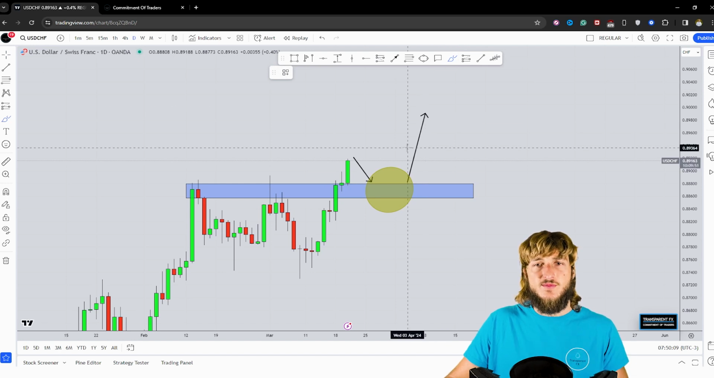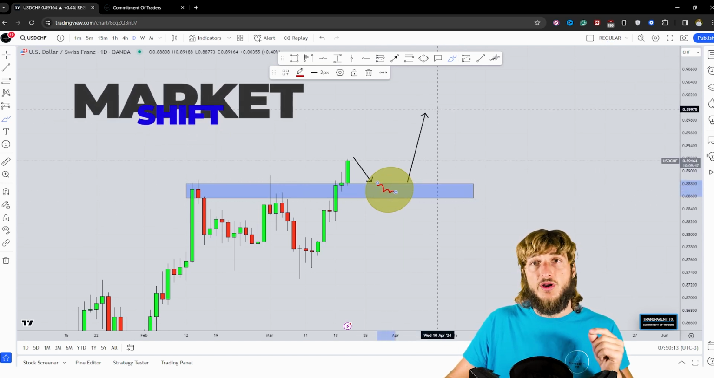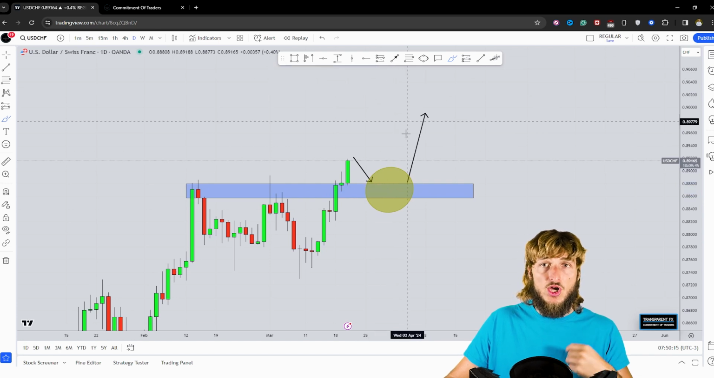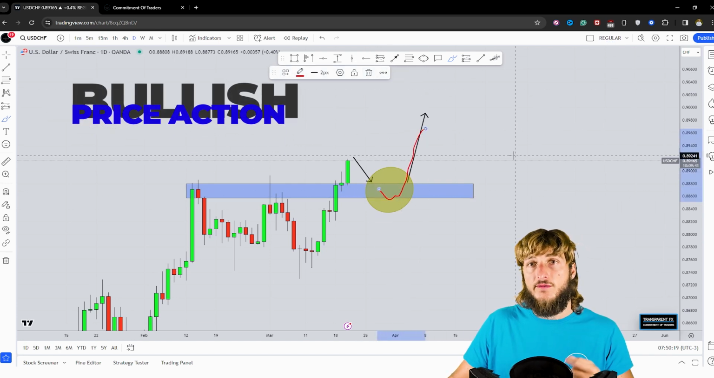Therefore, what I would expect is that if this market would shift from an intraday bearish to bullish market, at that point, I wouldn't be surprised to see a potential push higher away from this confluence of support zone.